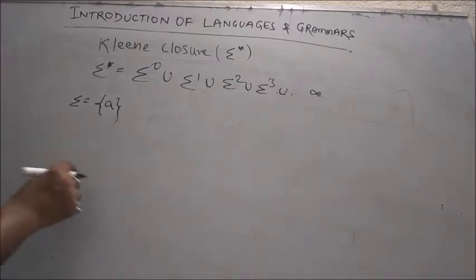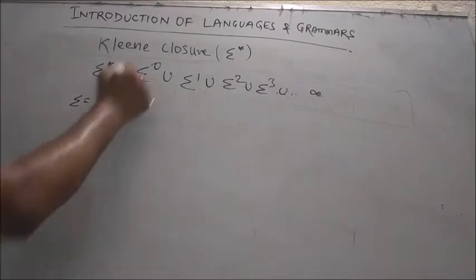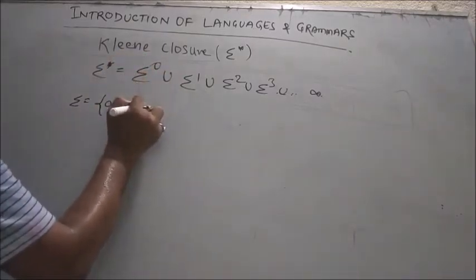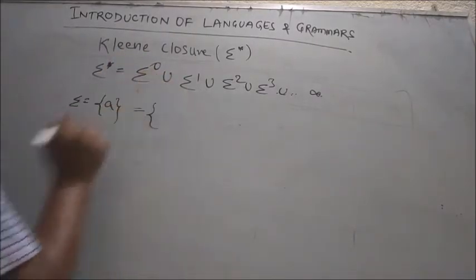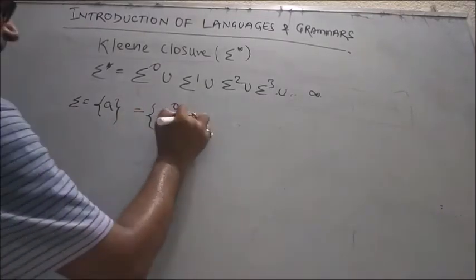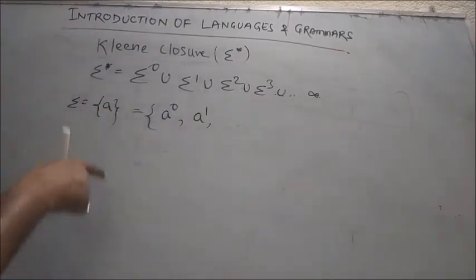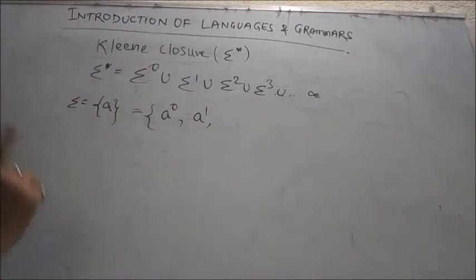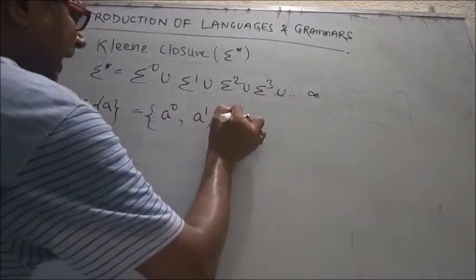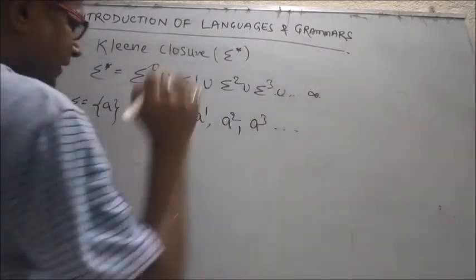As in the earlier video, I have already told you what will be your sigma raised power 0. Sigma raised power 0 will be your A raised power 0, and this will be your A raised power 1. Let it be like that. Don't take it as a mathematical power. Next one will be your A square, next one will be your A cube, and it goes on.